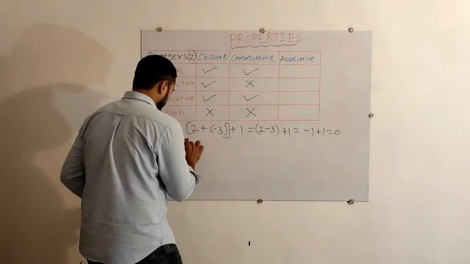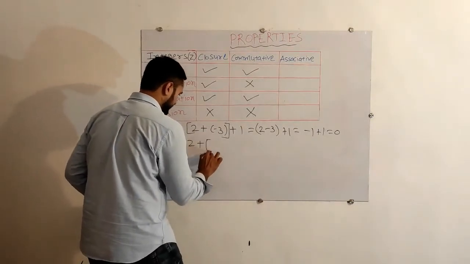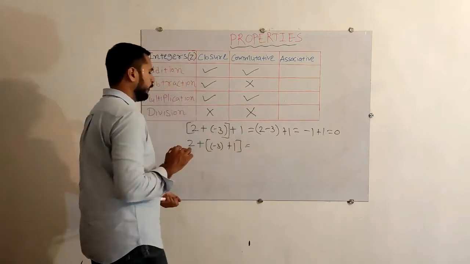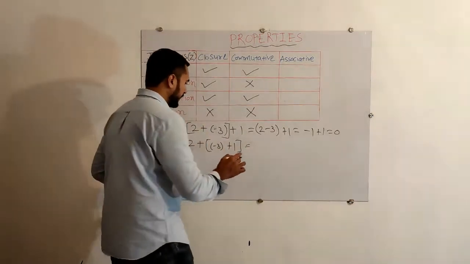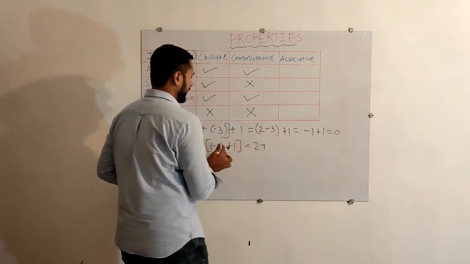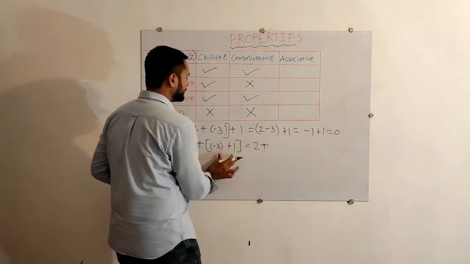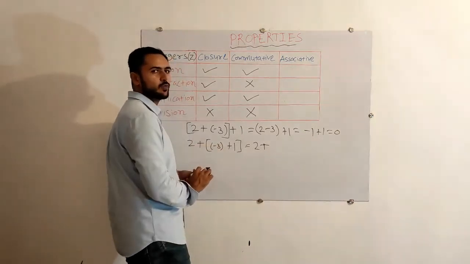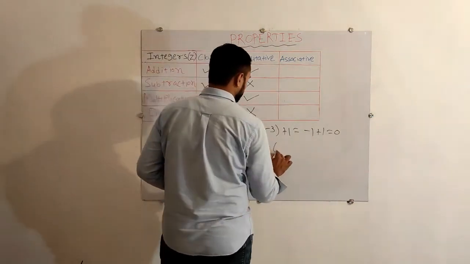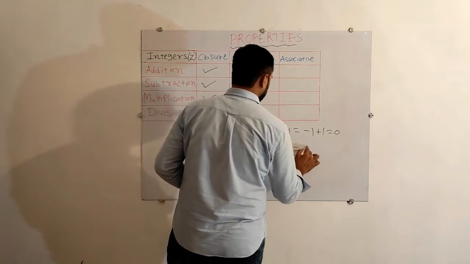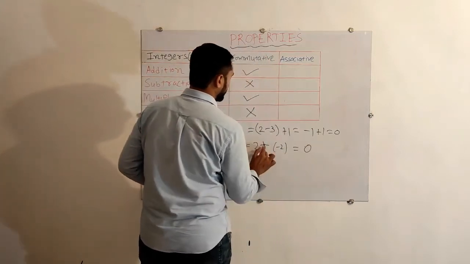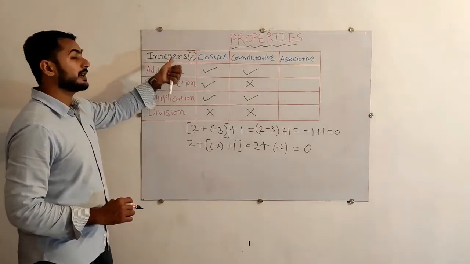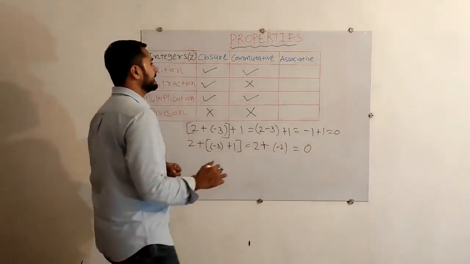Now I have to just change the bracket. In that, what will I do? (2 plus minus 3) plus 1. For this, I will do the same thing: 2 plus, first of all I will solve this bracket. So minus 3 and plus 1, minus 3 plus 1 is minus 2. That is minus 2, and plus 2 and minus 2, answer is 0. It means integers are associative under addition.